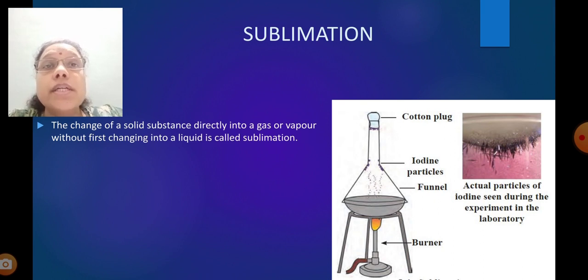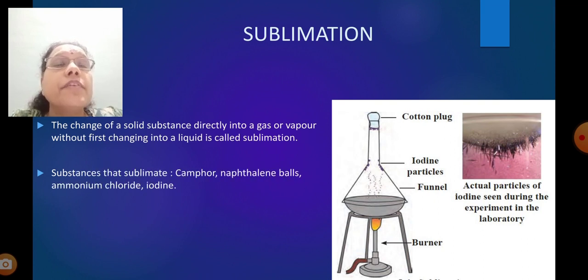You know, in water, how? Ice, first it will turn to liquid water. Then only, after heating, it will turn to water vapor. But some substances do not. Substances that sublimate: camphor, naphthalene balls, ammonium chloride, iodine.